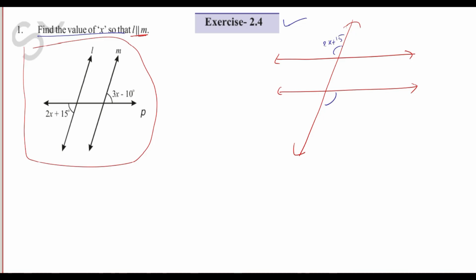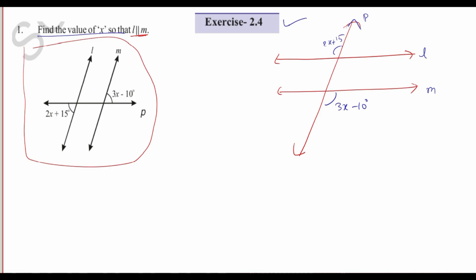Now, if we consider this diagram and redraw it in this manner, we can draw it like this, and we can take this angle as 2x plus 15, and this angle we can consider as 3x minus 10 degrees, where this is line L, this is line M, and this is a transversal P.